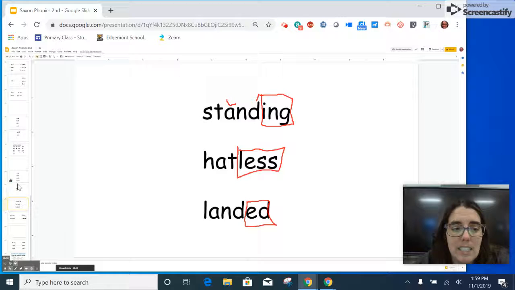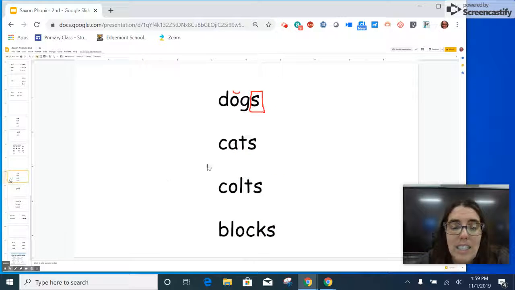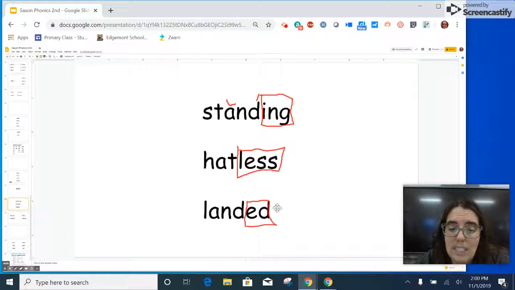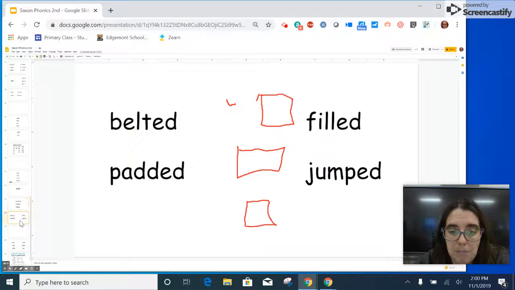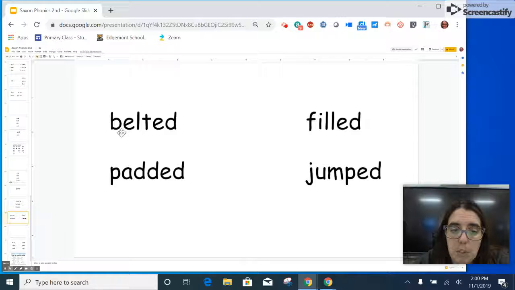Now, if we look at suffix s, it does not have its own vowel sound, so it does not add a syllable to any of these words. So we do not need to add an accent mark when we are coding with suffix s. Now, the one thing that is unusual is that suffix ed can make 3 different sounds. Let's look at some words with suffix ed. Here we have the word belted and the word padded, the word filled, and the word jumped.